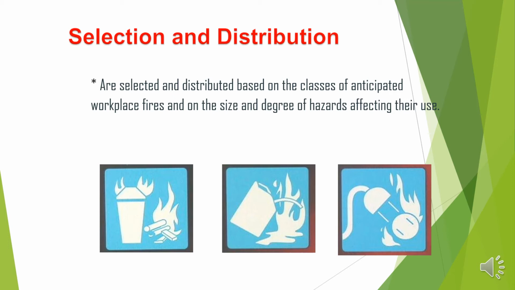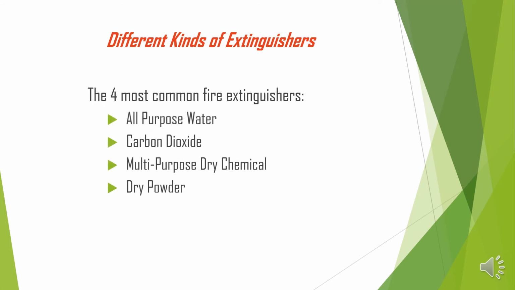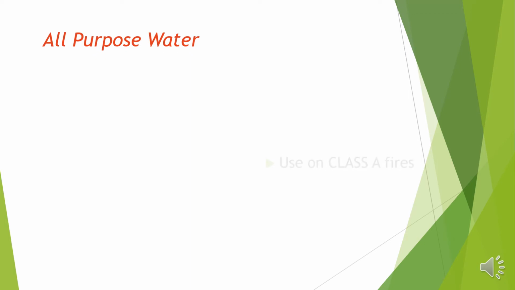And if you are anticipating electrical fires, you have to put the fire extinguisher that is suitable for it. What are the different types or kinds of fire extinguishers? We have the most common 4 types. Number 1, all-purpose water fire extinguisher containing water. Number 2, carbon dioxide. Number 3, multi-purpose or dry chemical, and we have the dry powder. Each kind of them is specific for a specific type of fire.